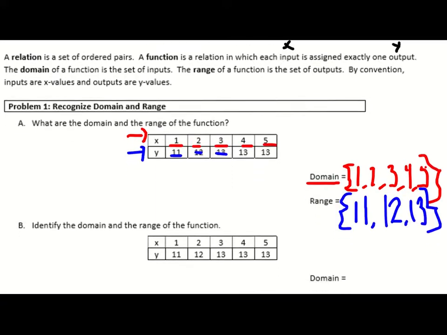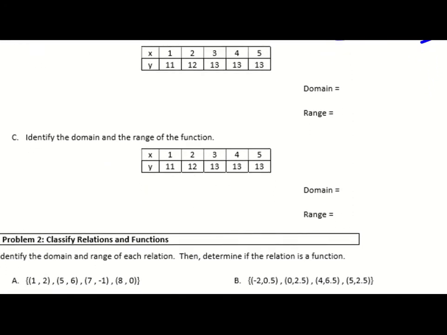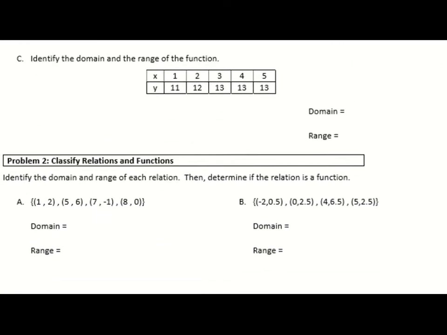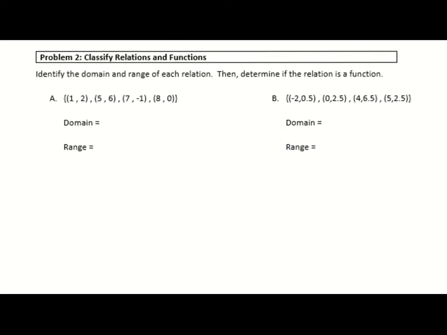Now we're going to skip the next two problems because, silly me, I put the same chart each time. So we're not going to do this two and three more times. We're going to go ahead and skip to problem 2, classifying relations and functions.